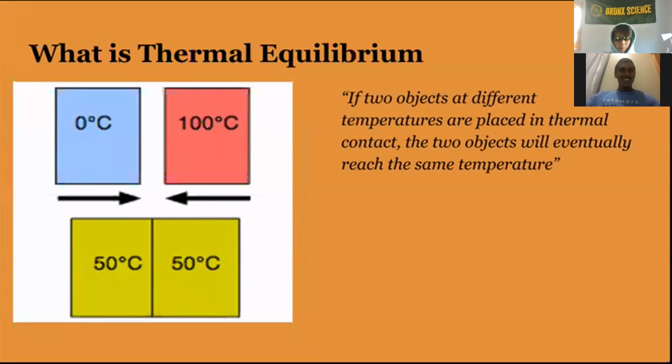Now, as you can see in the picture to the left, if you take an object that's 100 degrees and an object that's 0 degrees, put them together, eventually the 100 degrees will lower down to 50 and the 0 degrees will raise up to 50 degrees. This is just what happens. And when these two objects reach the same temperature, no net energy is flowing between the objects. So there's no energy flow whatsoever because both of these objects are at the same temperature.